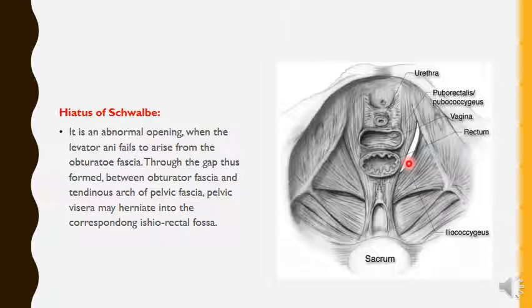And through this gap the pelvic viscera may herniate into the corresponding ischiorectal fossa, okay. You may see the herniation of the pelvic viscera when this hiatus of Schwalbe is present. So where is this gap present? The gap is between the obturator fascia and the tendinous arch of the pelvic fascia. This is the tendinous arch of the pelvic fascia, and the obturator fascia is not seen in this image clearly. So between them this gap is the hiatus of Schwalbe.